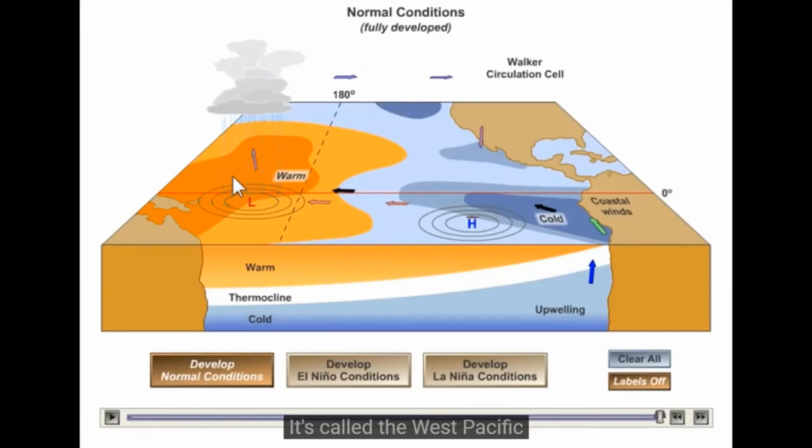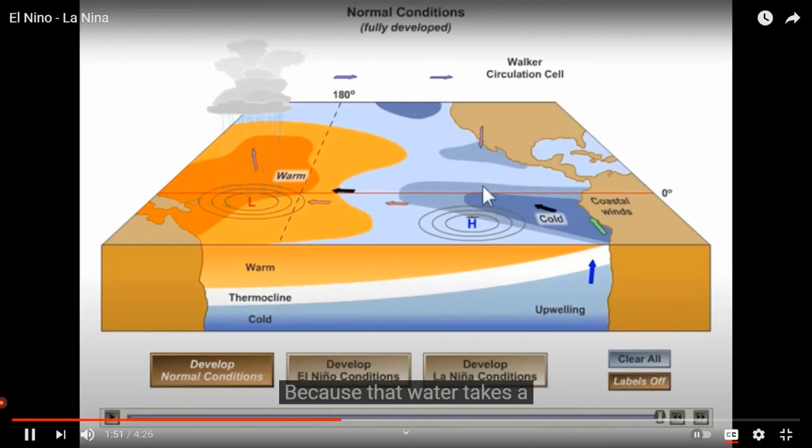It's called the West Pacific Warm Water Pool, because that water takes a long trip along the equator and it gets very warm in this area. So this is a part of the world that's very wet and warm and rainy.